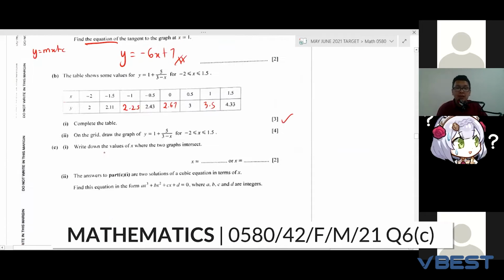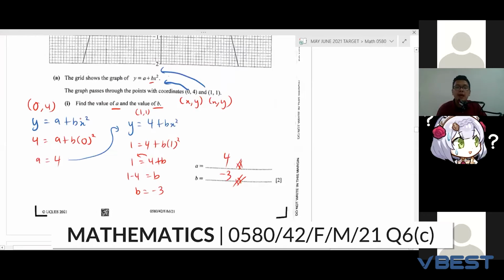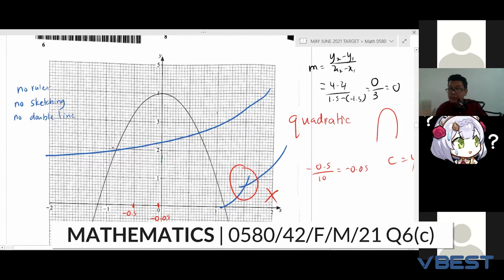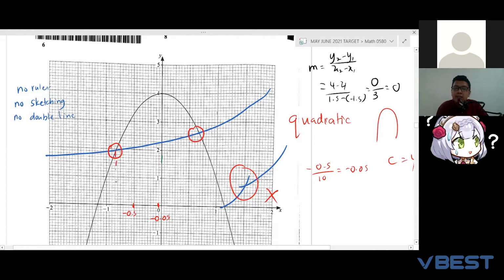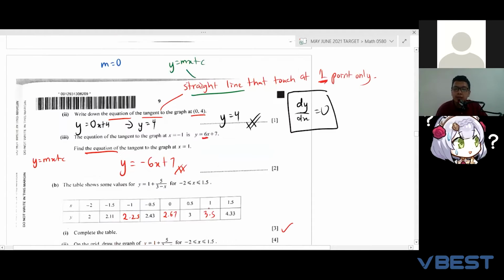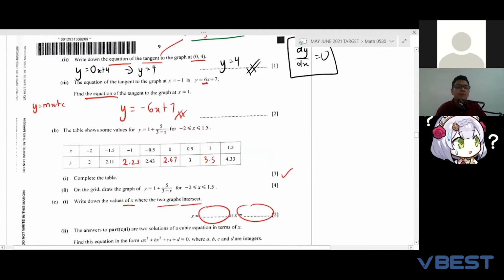Okay, and write down the value of x where two graphs intersect. So where are the x-intercepts? Maybe, I'm just saying maybe, if this is the intersection, get the value of x. Just point it downward to the x-axis, and that would be the value of x here. Okay, this is the value of x, this is the value of x. So you must get this value and put it in here, and this value here.